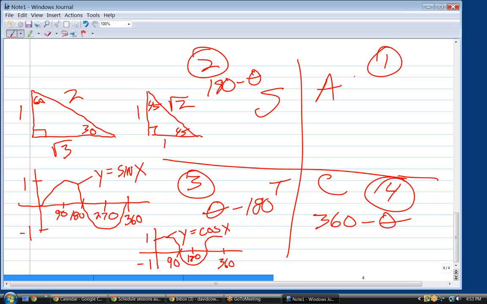Now, you can do every angle, as long as it's a multiple of 30, 45, 60, or 90. Even angles greater than 360. If I said, what is the sine of 390? What's the first thing you'd want to do? Find the reference angle, which is 30 degrees. And then just read the two triangles, figure it out.